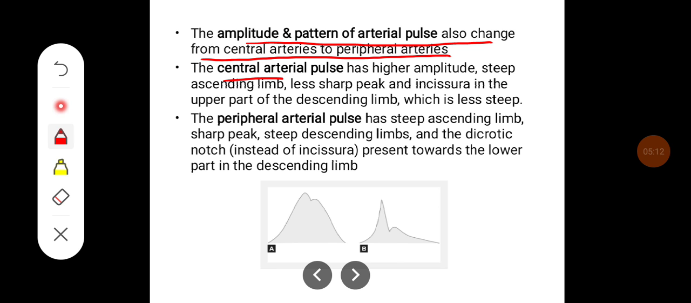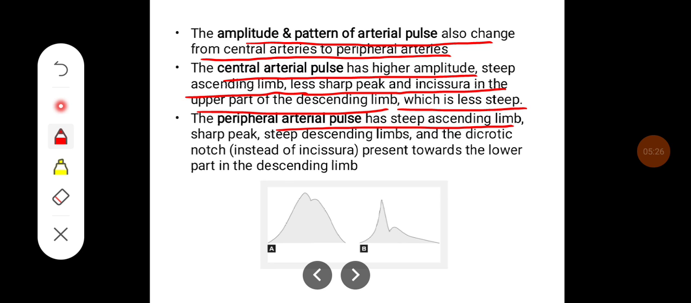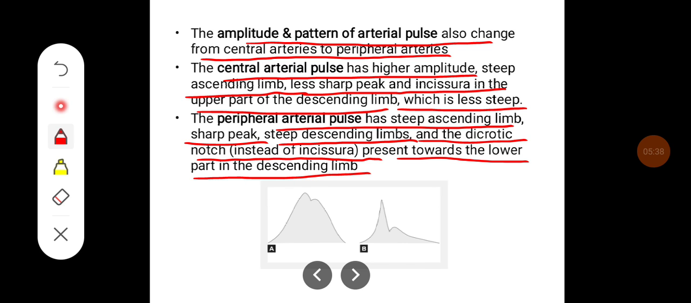The central artery pulse has a higher amplitude, a steep ascending limb, a less sharp peak, and an incisura in the upper part of the descending limb, which is less steep. The peripheral arterial pulse has a steep ascending limb, sharp peak, steep descending limb, and the dicrotic notch instead of the incisura, present towards the lower part of the descending limb. So these are the differences in the tracing of the pulse waves in the central vessel and in the peripheral vessel.